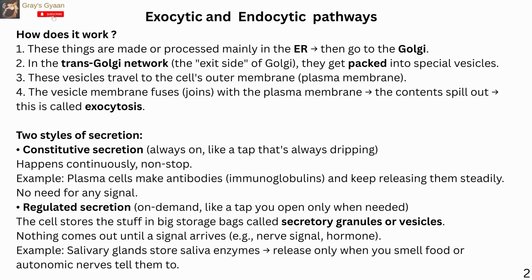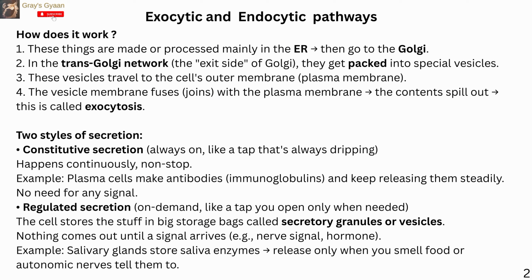Constitutive secretion, always on, like a tap that's always dripping. It happens continuously, non-stop. Example: plasma cells make antibodies, immunoglobulins, and keep releasing them steadily. No need for any signal. Regulated secretion, on demand, like a tap you open only when needed.